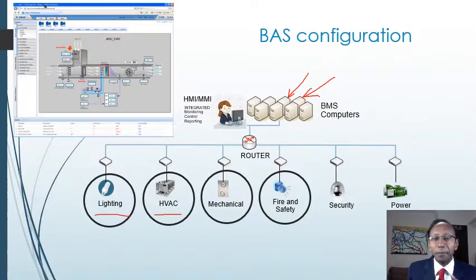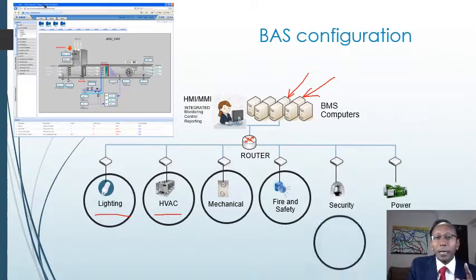The fire and safety, as per the Singapore regulation, has to be independently wired and independently controlled with no reliance on other systems. So a building automation system cannot control a fire system, but it is allowed to be connected to a building automation system for the purpose of monitoring and not for control.